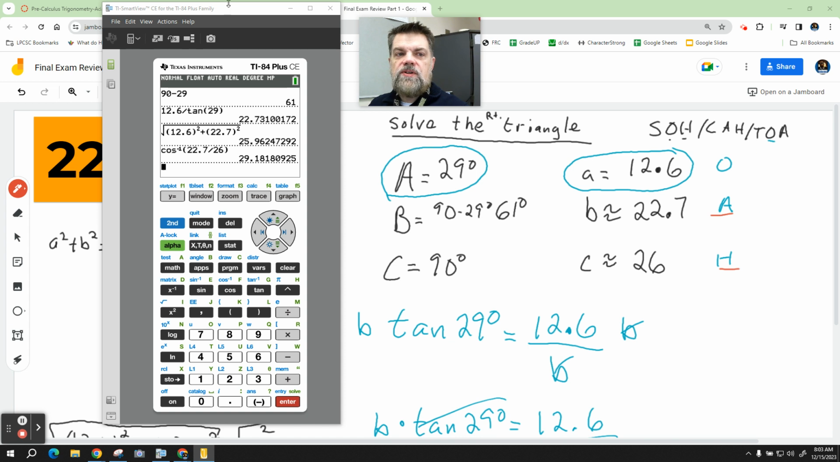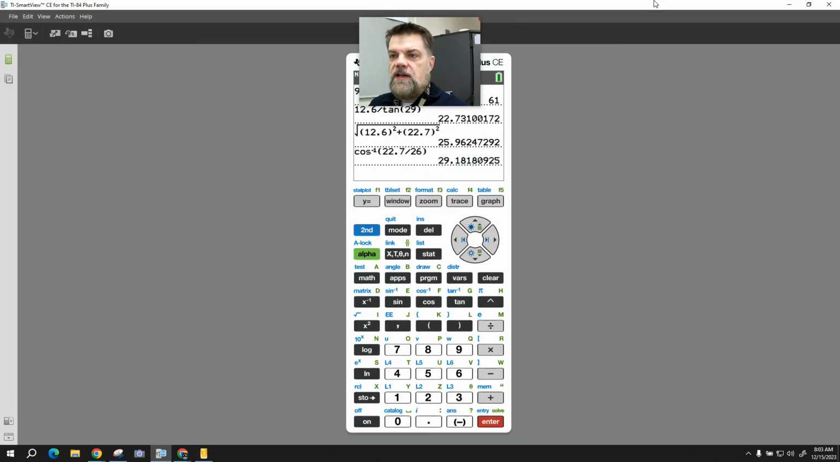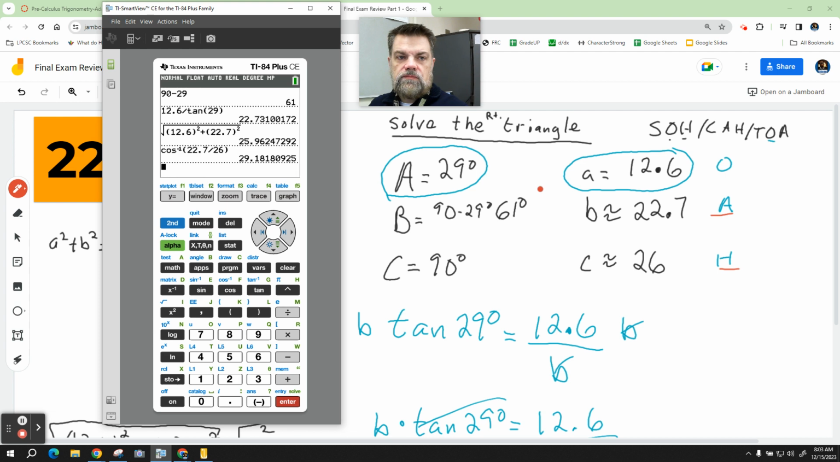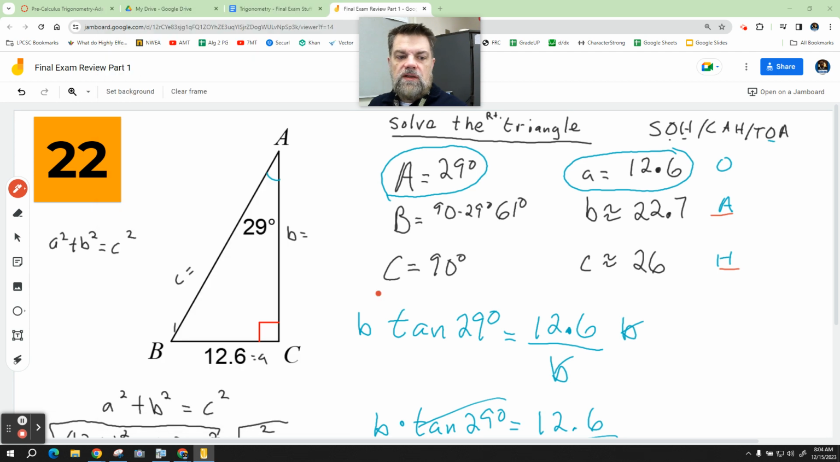Lastly, probably we should label the triangle. I forgot to do that. So don't forget. Let's label all these values in here. So angle B is 61 degrees. b is 22.7. We should do the approximation symbol for those. And c is about 26. My little tilde does not look like a tilde. There we go, that's better.